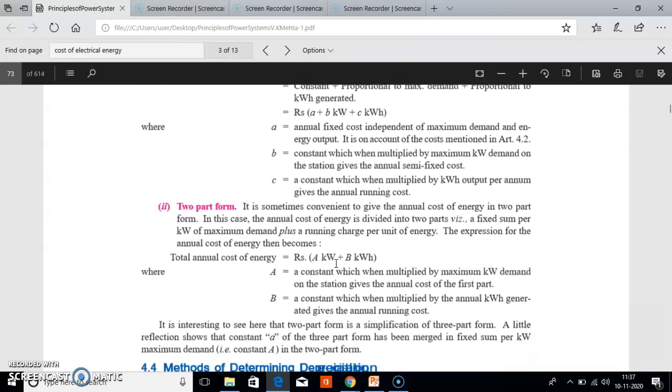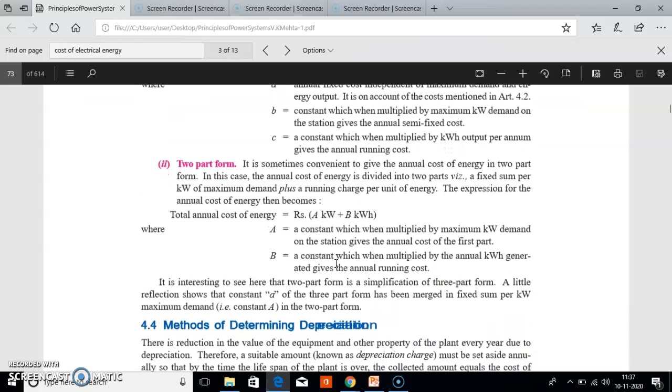Next one is two-part form. In two-part form, we have only two components. We neglect the fixed component and consider the semi-fixed cost as well as the running cost. So we can write the total annual cost in two-part form equal to A into kilowatt, which is the semi-fixed cost, plus B into kilowatt hour, which is the running cost. So it consists of only the semi-fixed cost plus running cost. That is the total annual cost of energy in two-part form.